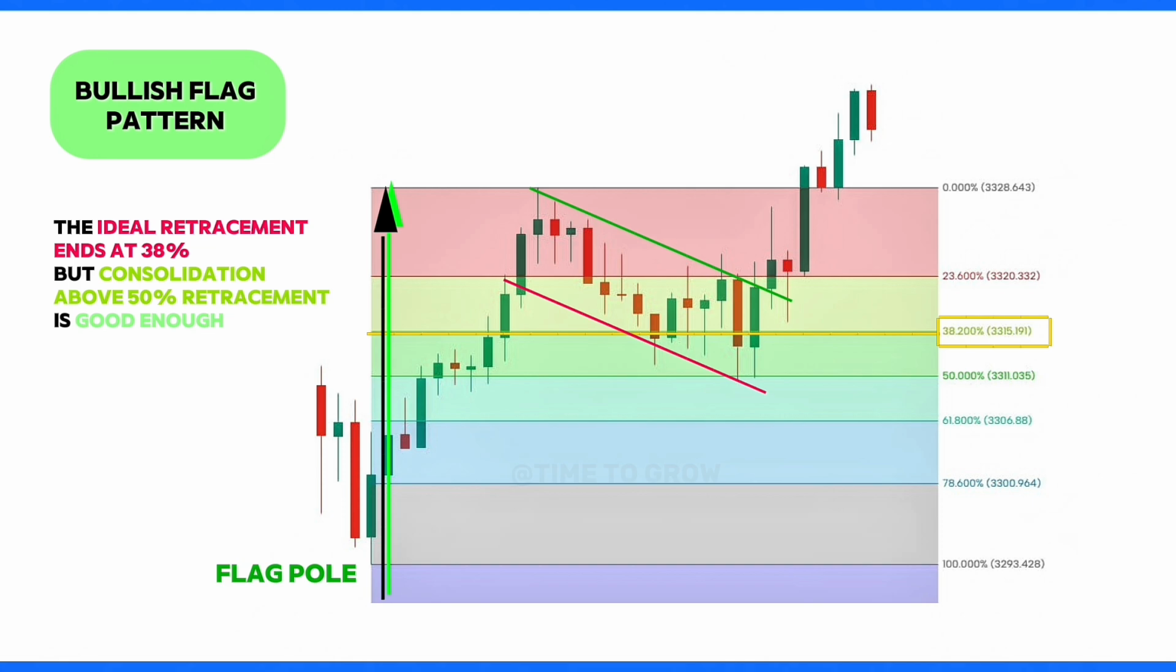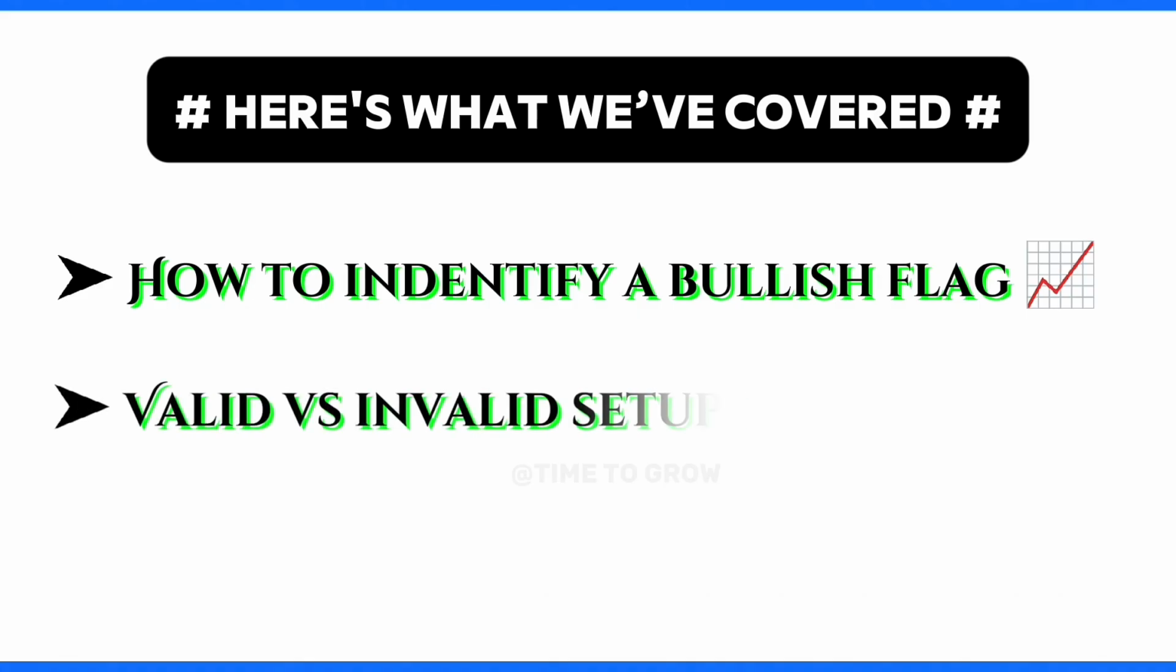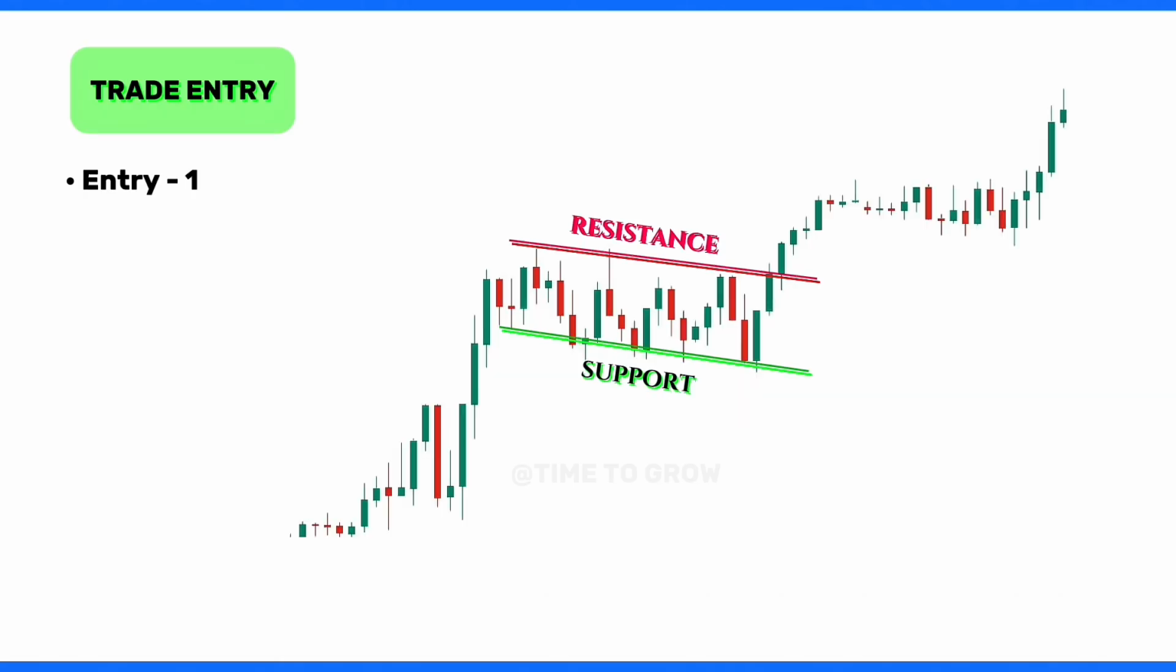So now that we understand how to identify a bullish flag and how to filter valid versus invalid setups, let's discuss how to actually trade the flag pattern. When it comes to entries, because this is a bullish continuation pattern, we only focus on a breakout of the resistance trend line. Once the price breaks above the resistance trend line, you can plan a long entry.